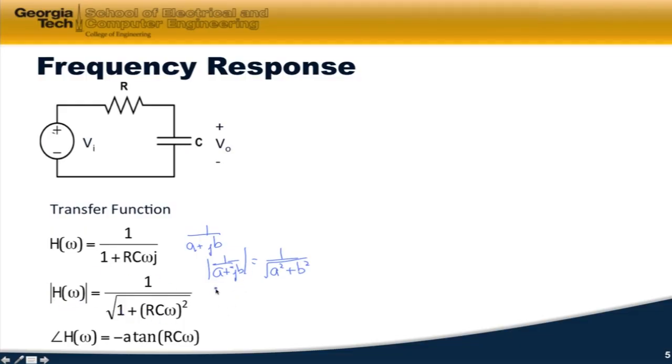Now the angle of 1 over a plus jb is minus arctan, and the minus sign comes because the complex number is actually in the denominator. And then it's the imaginary part over the real part. So in this case, it's b over a. And a is equal to 1, and b is equal to RC omega.